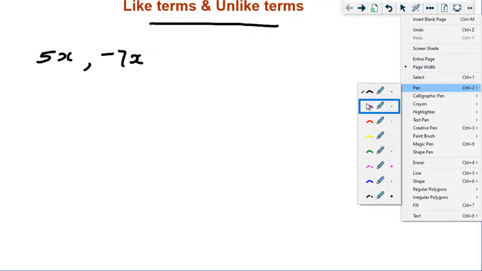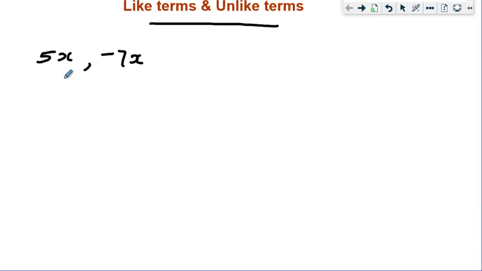Now for knowing about like and unlike terms, here you can see two terms: 5x, comma, minus 7x. For identifying like and unlike terms, first we have to check what the variables are. In the first term, x is the variable. In the second term, x is the variable. Here, both are same. If the variables are same, then we call these terms like terms.